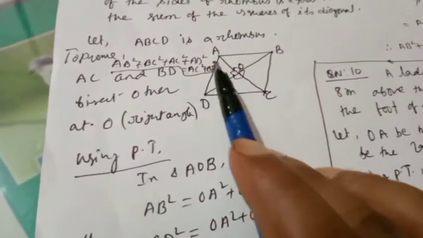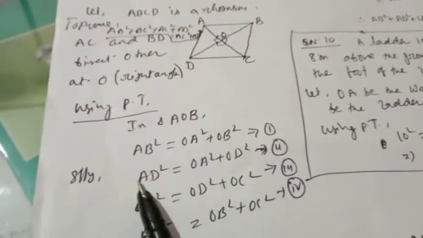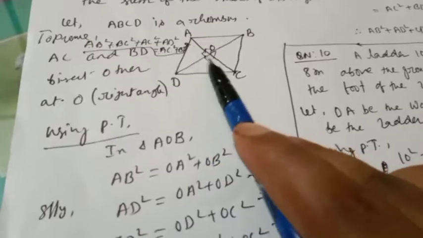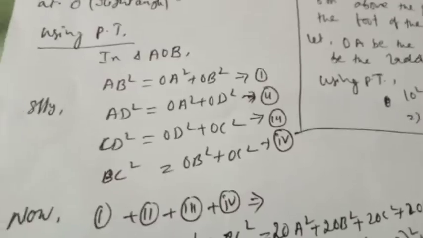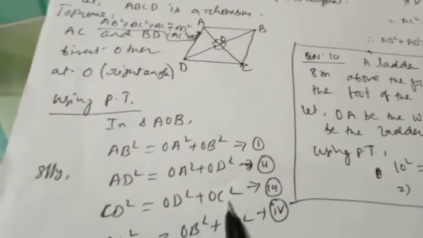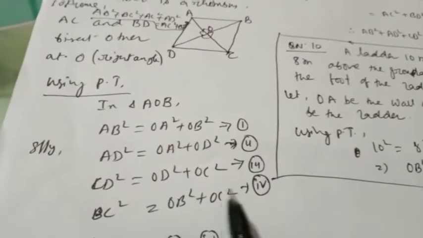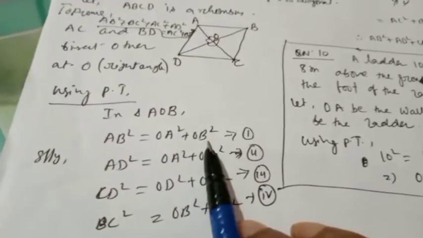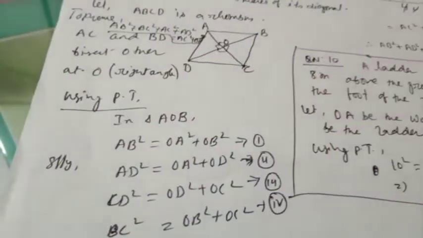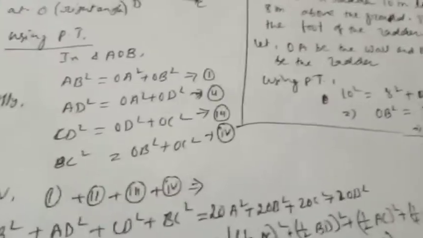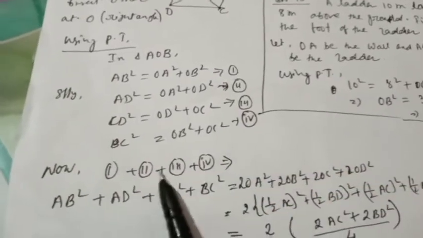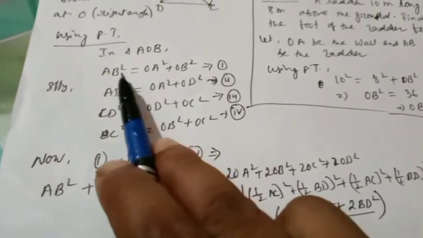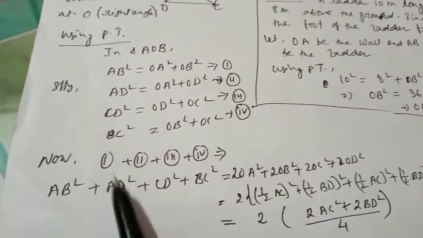So using Pythagoras theorem in triangle AOB, you can write AB square is equal to OA square plus OB square. Similarly, in AOD, AD square is equal to OA square plus OD square. CD square equals OD square plus OC square. BC square is equal to OB square plus OC square. I hope all of you understood this. In the 4th triangle also we have used Pythagoras theorem. So this is number 1, 2, 3 and 4. Now 1 plus 2 plus 3 plus 4. So the left side is AB square plus AD square plus CD square plus BC square.